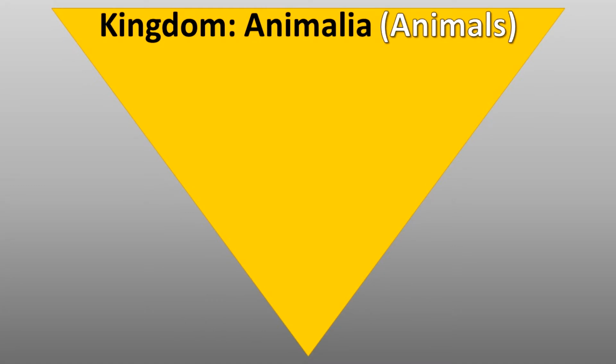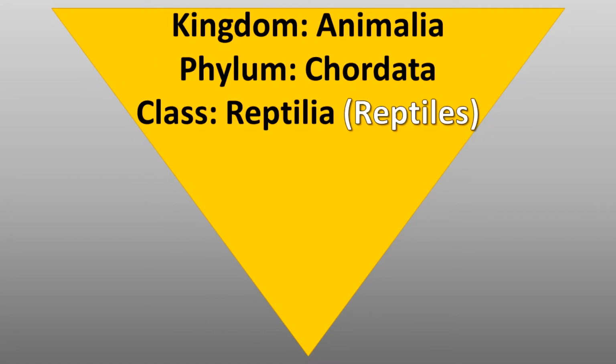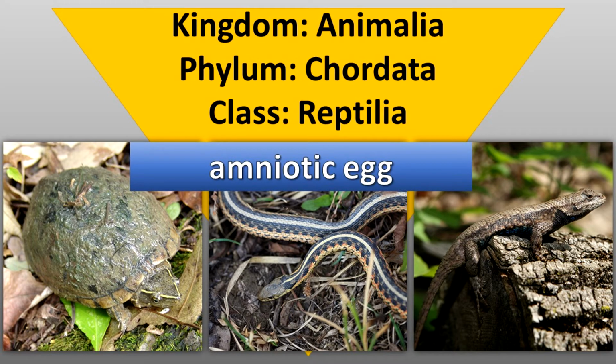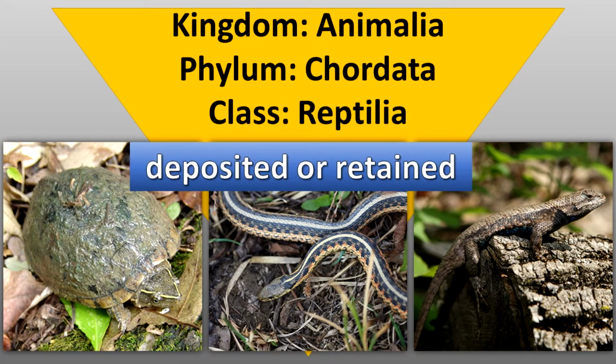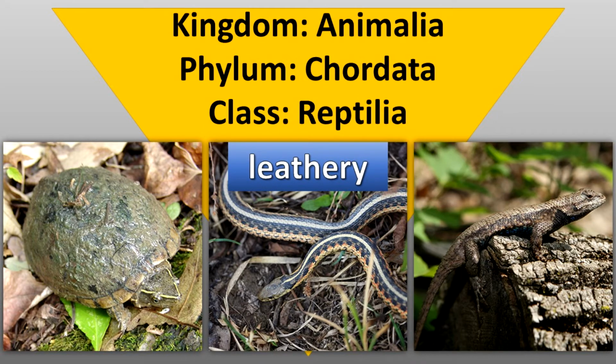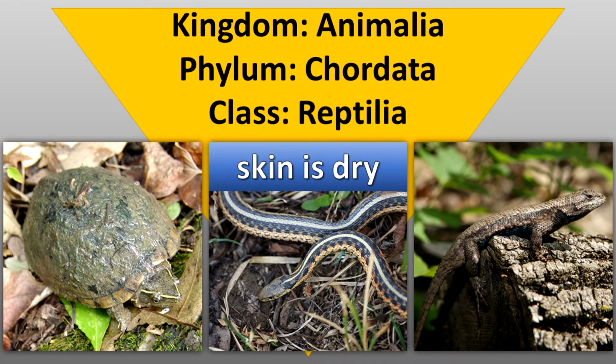Lizards are classified in the kingdom Animalia, the animals, phylum Chordata, the vertebrates, and class Reptilia, the reptiles. In Illinois, the reptiles contain turtles, snakes, and lizards. These organisms develop from an amniotic egg, which is either deposited on land or retained within the female for the extent of its development. The egg provides everything the embryo needs to develop. The shell of a reptile egg deposited on land is leathery. Fertilization is internal. Reptiles are covered in scales, and their skin is dry.